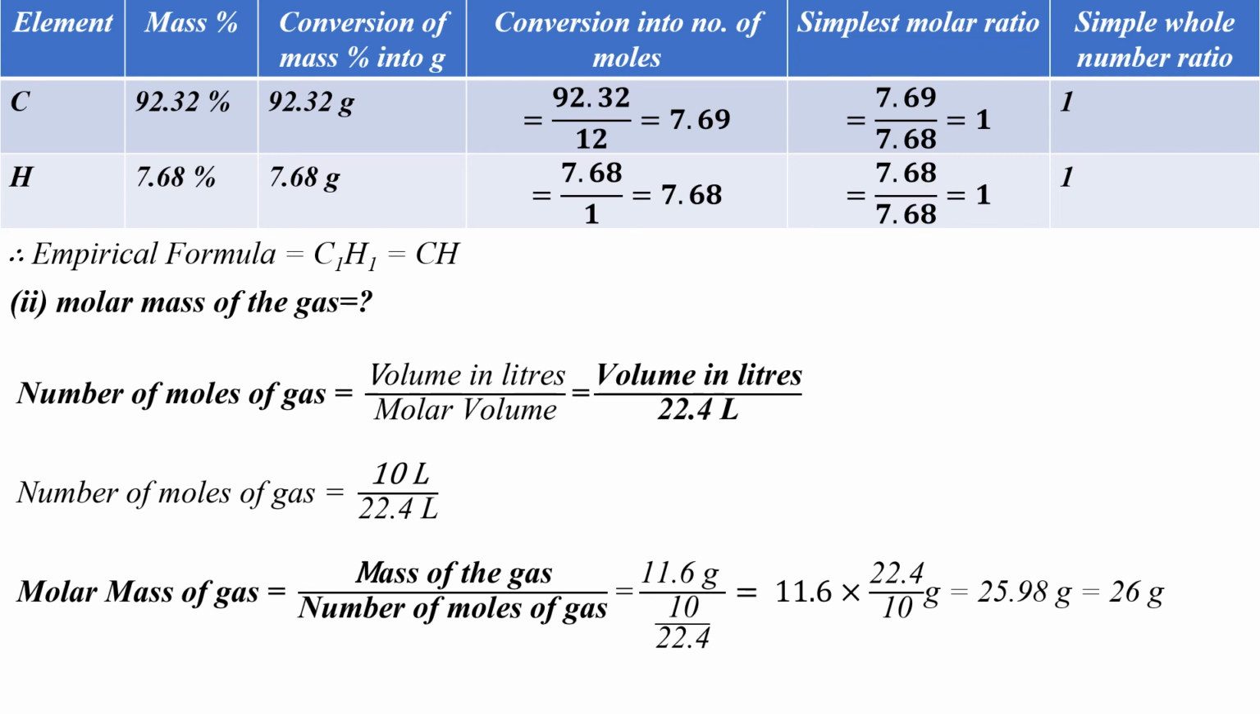Next, we write the empirical formula by writing the element symbols along with their ratios as subscripts. We write their individual ratios as subscripts of the corresponding element symbols carbon and hydrogen. That's why we write C1H1 and this can be simply written as CH. Now what's the second question asked to us? We are required to find out the molar mass of the welding fuel gas.